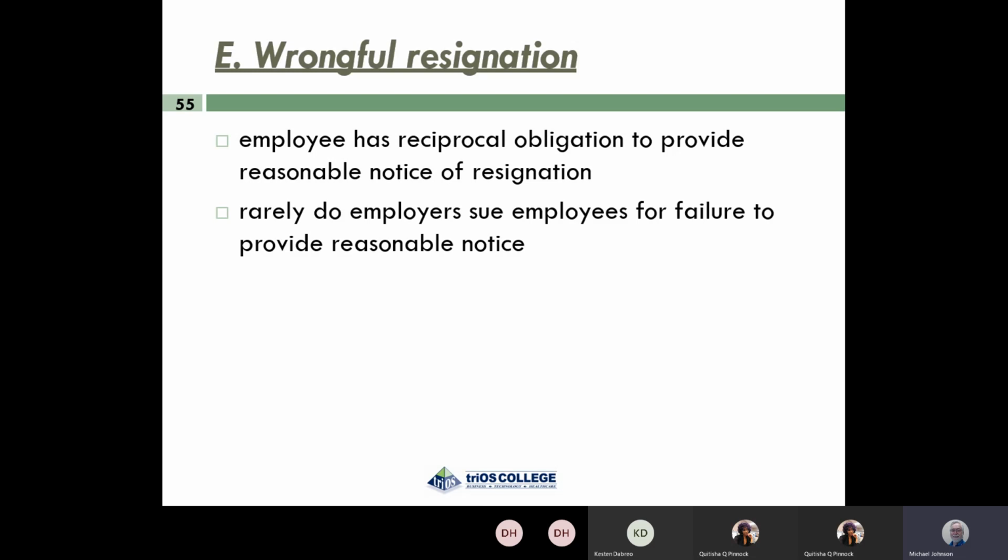Rarely do employers sue employees for failure to provide reasonable notice, but it does happen. So don't just overlook this one. If a company spends a lot of money on training for somebody, and then they leave the company once they get the training, that company could sue them for all the training. And believe me, corporate training is very expensive. We're talking about thousands of dollars, sometimes thousands just for a day. And if you're taking 20, 30 days in the year, that could be an entire year's income.